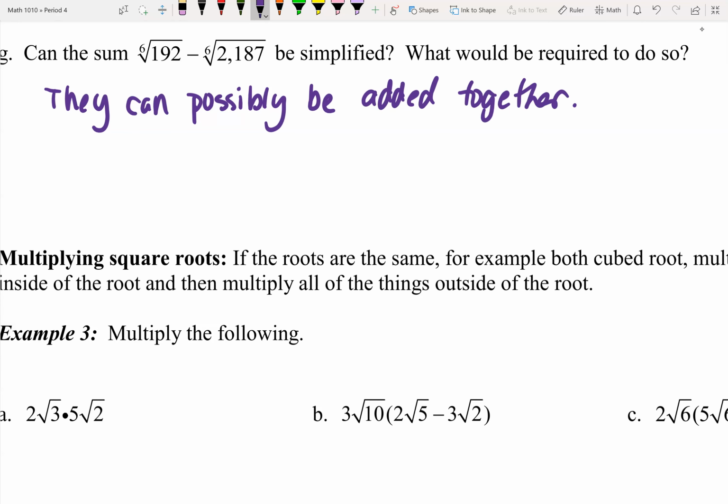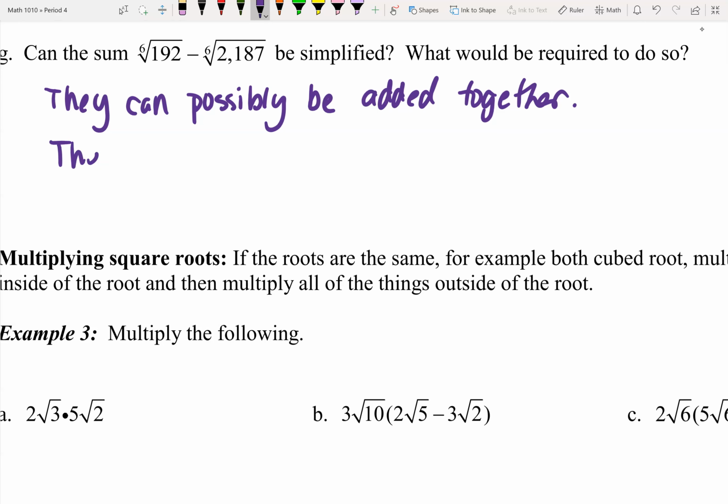Now, they didn't tell me to add them together. I really should probably do it, but I'm just going to say maybe. What would be required to do so? Everybody tell me, what is it? A lot of work. And what would have to happen when we finally figure it out? The roots have to be the same, right?